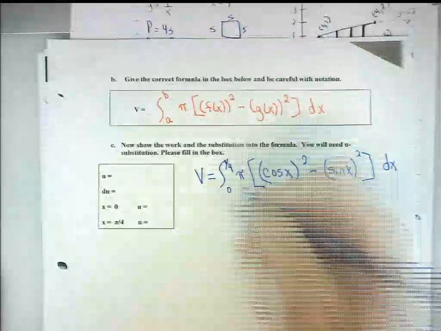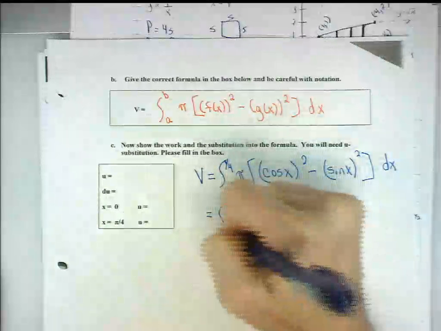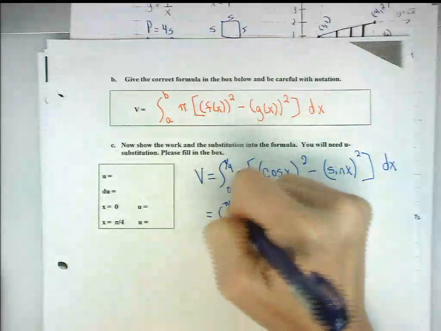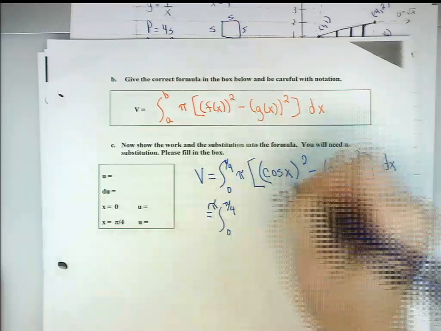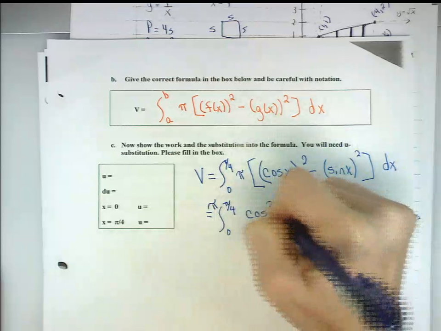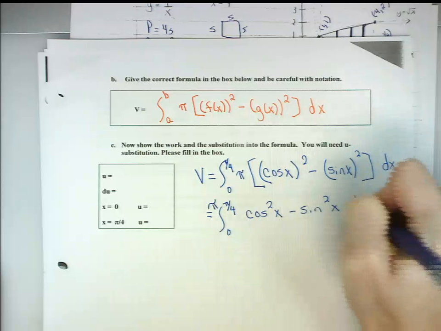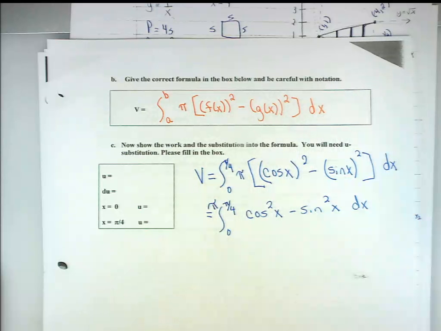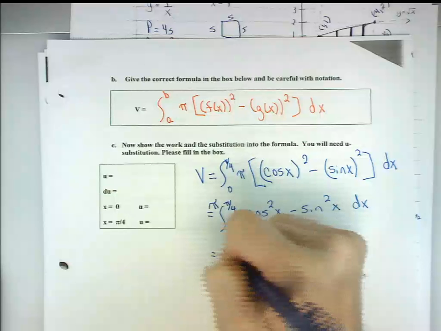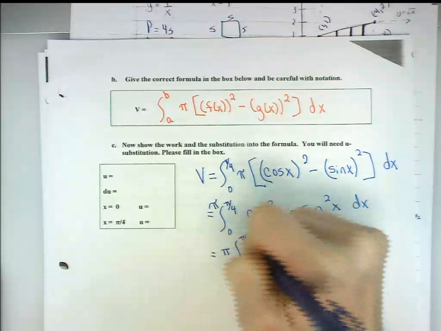the rest of this is taking out, I'm going to take out the pi. I almost forgot to do that. I'm going to use the fact that cosine squared x minus sine squared x is equal to cosine of 2x. So I'll do that next.